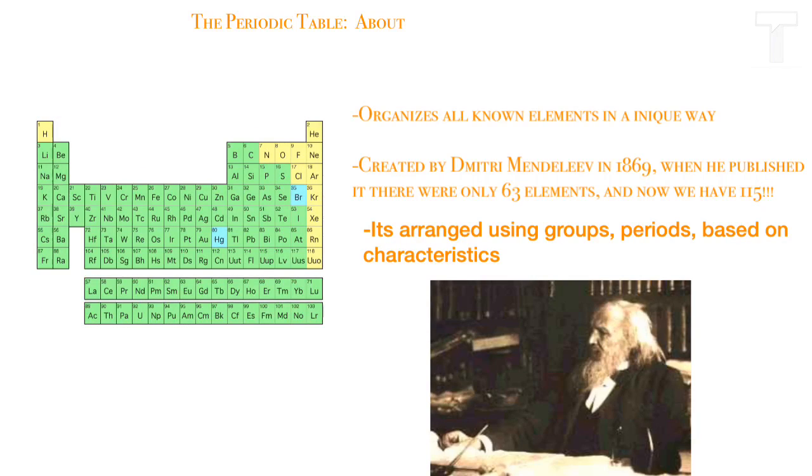So a little about the periodic table. It organizes all our known elements into this unique situation we call the periodic table. It was created by Dmitri Mendeleev in 1869, and the moment he published his article with this periodic table, there were only 63 known elements, and as of today, we have 115, so we're adding stuff as we go. And it's arranged using groups and periods, based on characteristics.